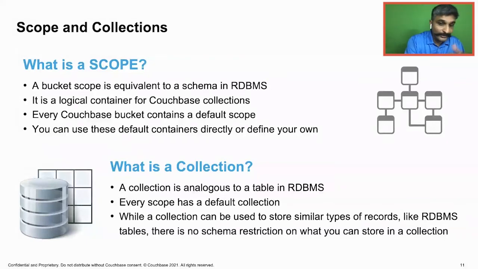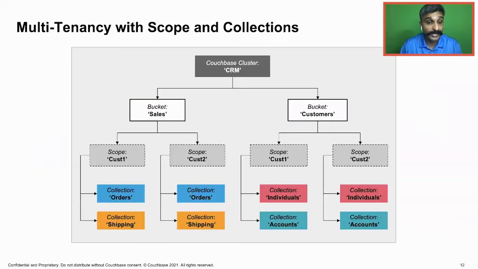So especially if you're trying to do multi-tenancy. This is an example of multi-tenancy. Let's consider I have two buckets here. I have the sales bucket and the customers bucket. Within the sales bucket, I have two scopes, customer one and customer two. So basically they are different tenants here, right? Likewise, in the customers bucket, I have two scopes, customer one and customer two. Again, these are two tenants. And within the scope customer one, I have multiple collections, orders and shipping. And likewise for customer two, I can have orders and shipping, and each can contain different documents. And hence multi-tenancy can be very easily achieved with scopes and collections.